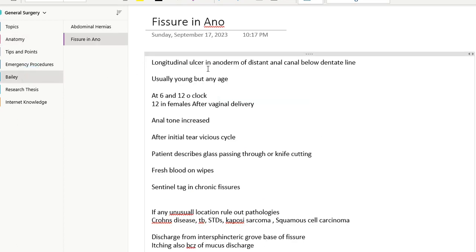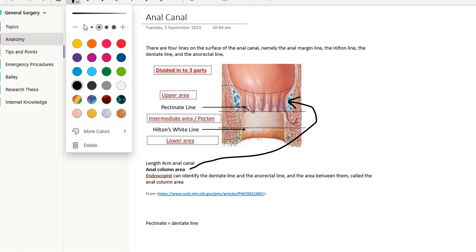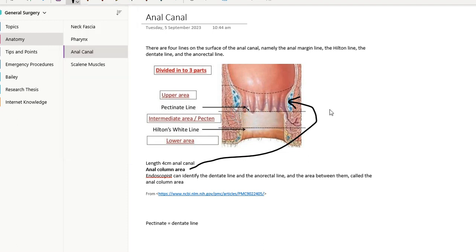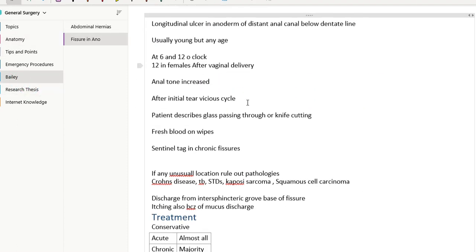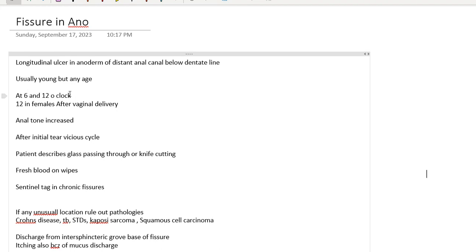It's basically a longitudinal ulcer in the anoderm of the distal anal canal below the dentate line, which means this part. Okay, below the dentate line. Understand? Let me make a small diagram for you. Like, it will be happening in this part. Okay, this part. So let's go back to the topic. Okay, so it's a longitudinal ulcer, understand, and it's usually happening in young age but can occur at any age, understand.